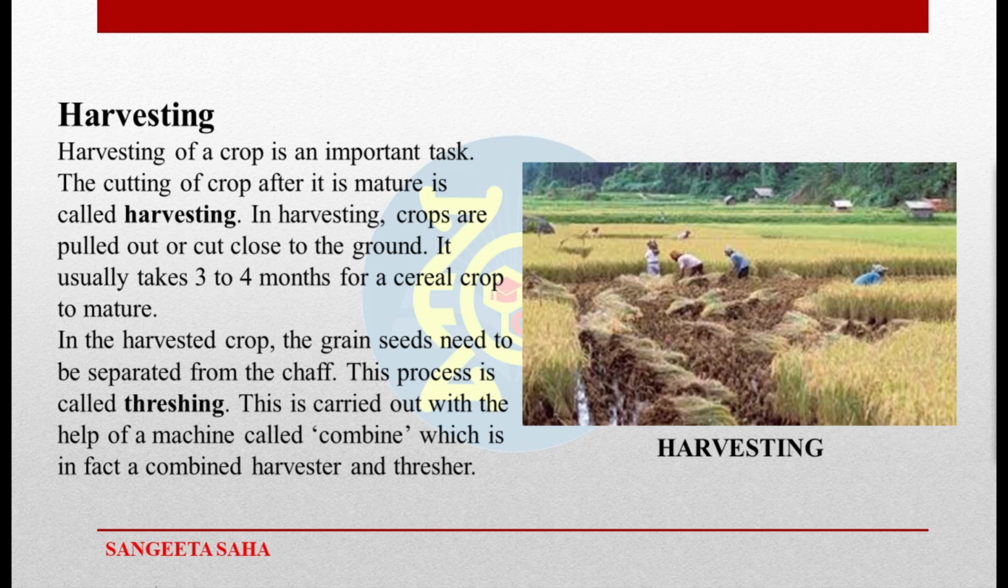Now here, the grain seeds need to be separated from the chaff, and this process is known as threshing, and this can be carried out with the help of a machine called combine, which is in fact a combined harvester and a thresher. Now, farmers with small holdings of lands do the separation of grain and chaff by a process known as winnowing.